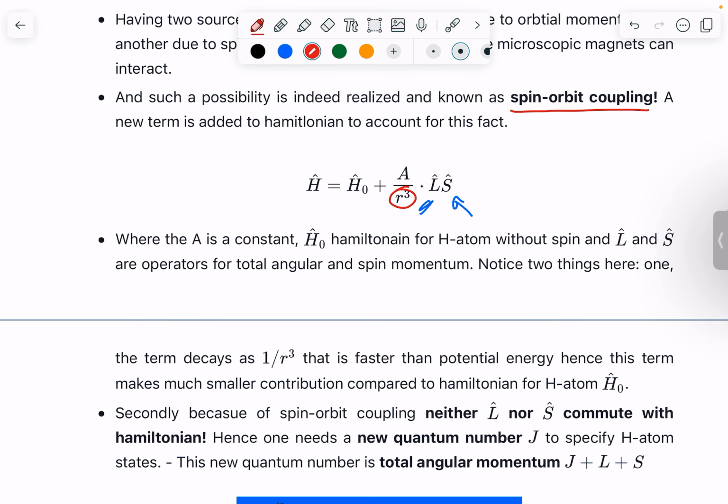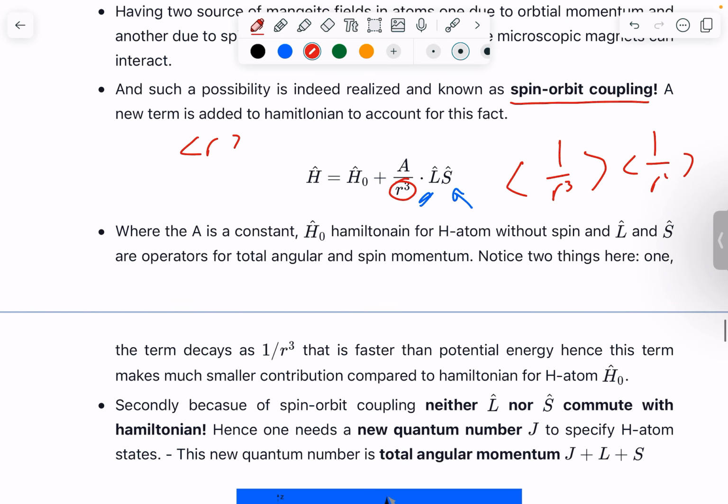Okay, so the 1 over r cubed, I guess, also can answer the question one of you asked, like why we need to calculate these kinds of averages of 1 over r squared, 1 over r, that we did for the hydrogen atom, because you're going to see these different kinds of contributions in a Hamiltonian where we'll need to compute the averages of 1 over r squared or 1 over r cubed.